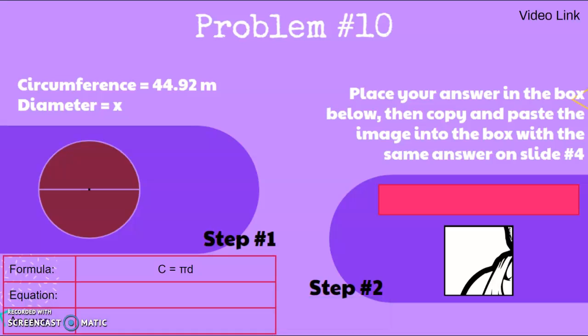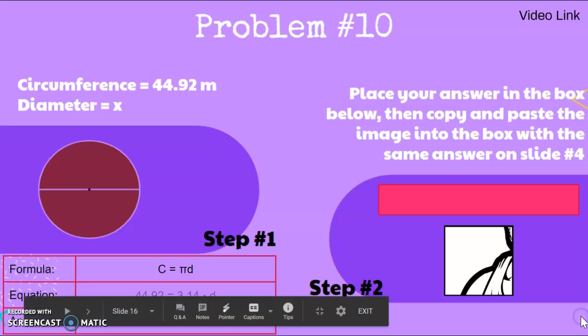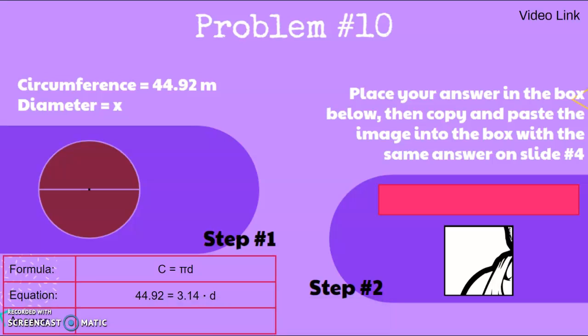Like the radius, when we didn't know that, but we need the circumference here, we don't know the diameter, we do know the circumference. The formula is the same that I had when I was solving for the circumference with the diameter. C equals pi times d. I go ahead and put that in. I plug in the values that I know, so I know my circumference. So C is replaced with 44.92 equals 3.14, which is pi times d.